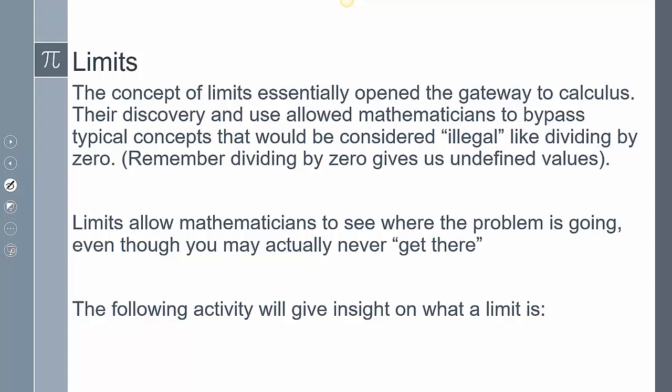And its discovery basically allowed mathematicians to bypass typical concepts that would be considered illegal, like dividing by zero. Now, if you remember, when you divide by zero, you get that undefined value, and so we classified that as an illegal thing. But now that we're introducing this concept of limits, we're going to be able to push through that and see what it means.